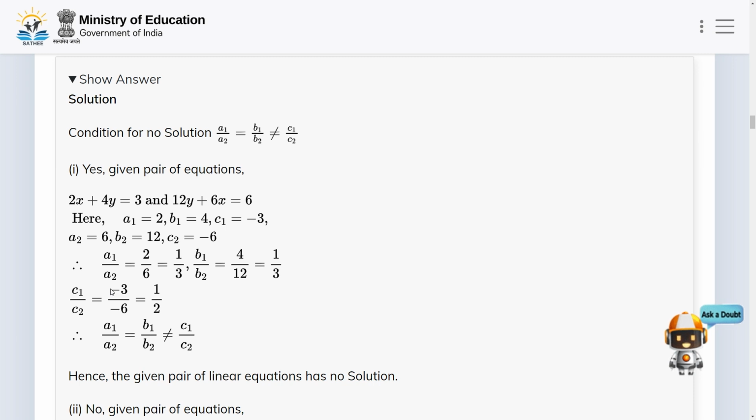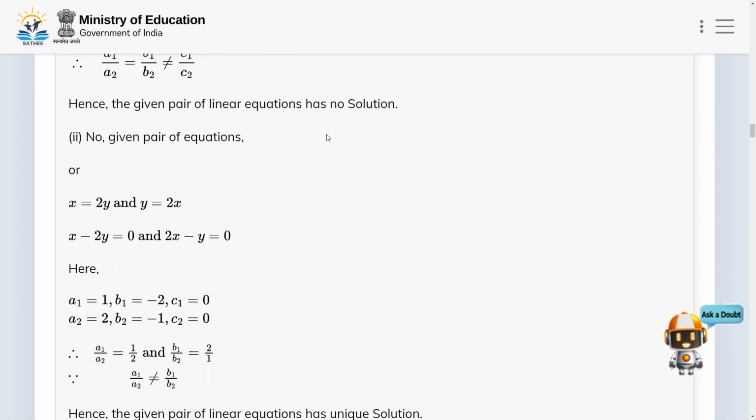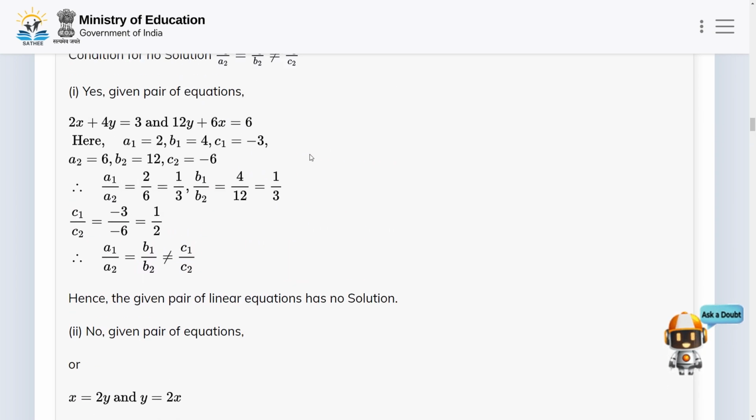Since a1 by a2 is equal to 1 by 3, b1 by b2 is equal to 1 by 3 but c1 by c2 is equal to 1 by 2, a1 by a2 is equal to b1 by b2 but does not equal c1 by c2. Hence the given pair of linear equations has no solution. Now let us check the second one.